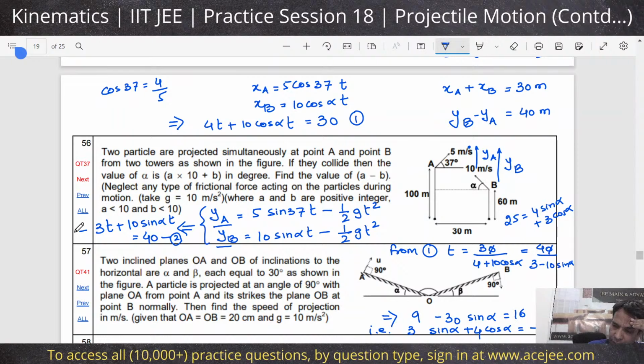Okay. So then our equations will become, let me erase all this. From this one, I wrote down t as 30 divided by 4 plus 10 cos alpha. And for this one, we should have not 3 minus 10 sine alpha, but 10 sine alpha minus 3. Yes, you guys are okay there?